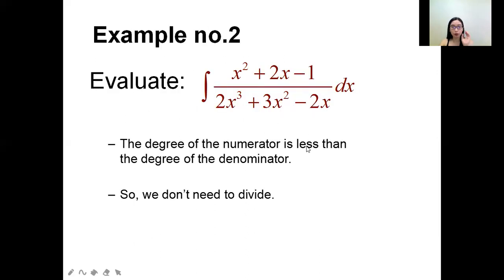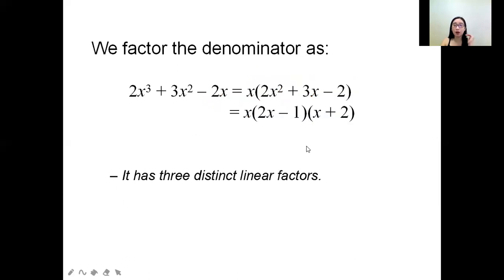So first step, check visually which is bigger, the numerator or the denominator. After checking, okay, the numerator is smaller. Therefore, we can proceed with the factorization of the denominator. So we have 2x cubed plus 3x squared minus 2x. Therefore, we can perform factorization. We extract x since it is common to all three. So we have x times 2x squared plus 3x minus 2. We have extracted x.